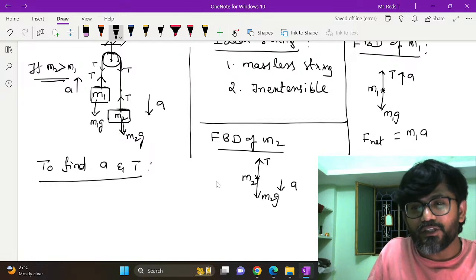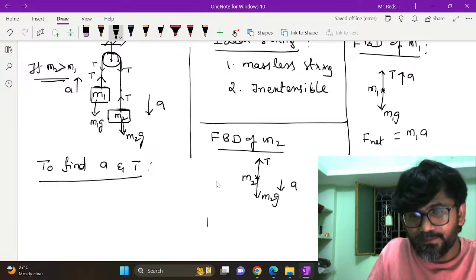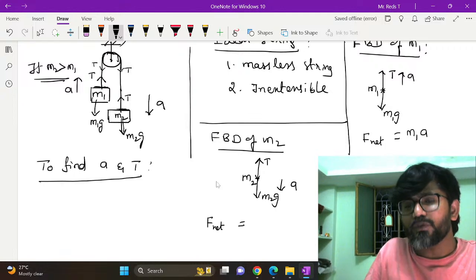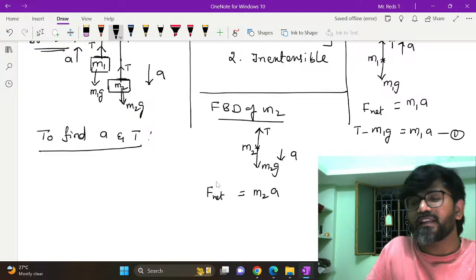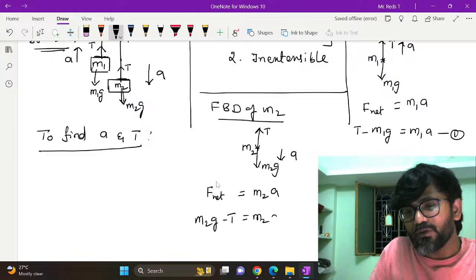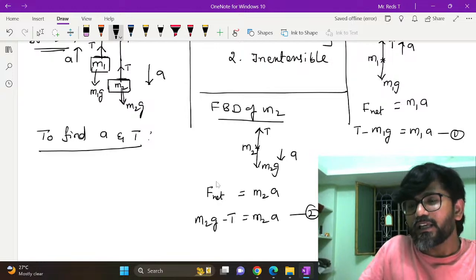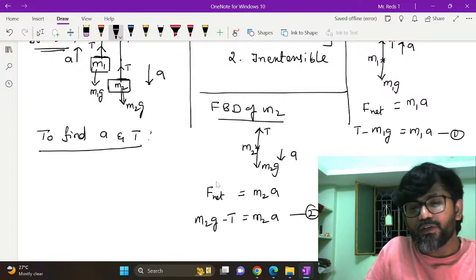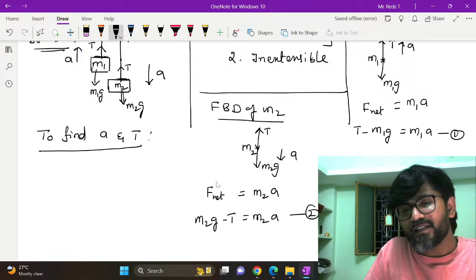Now the equation of motion says net force is equal to its mass times acceleration. These two forces give you the net force, that is m2g minus T equal to m2a. Let us take this as equation 2. Equation 1 is T minus m1g equal to m1a.